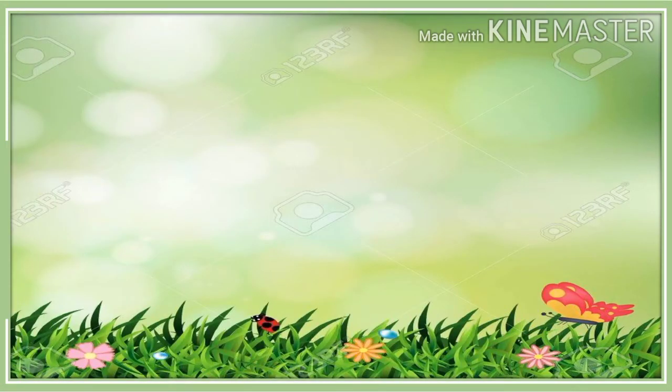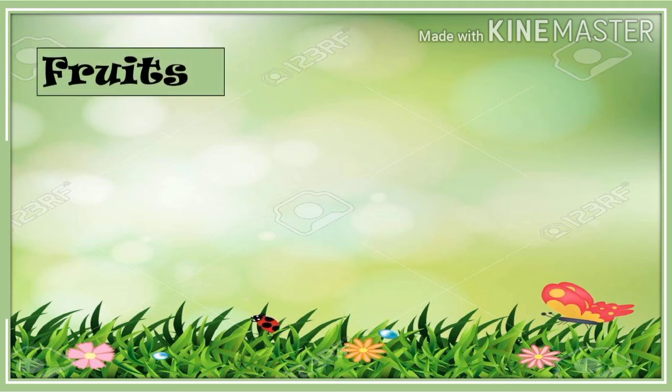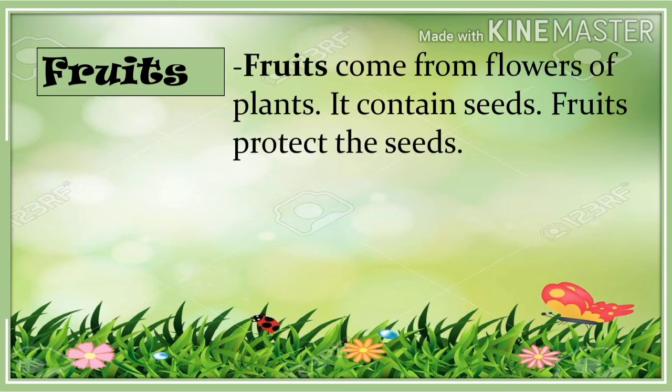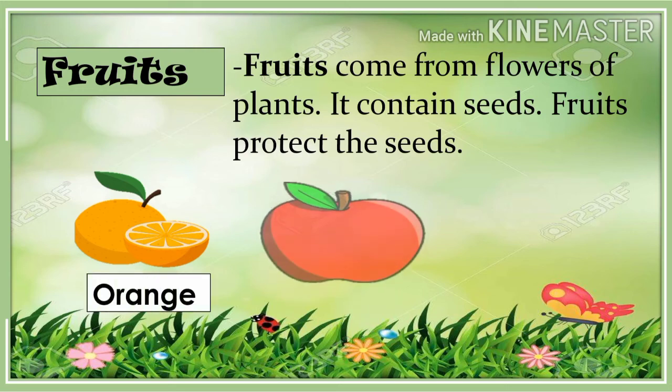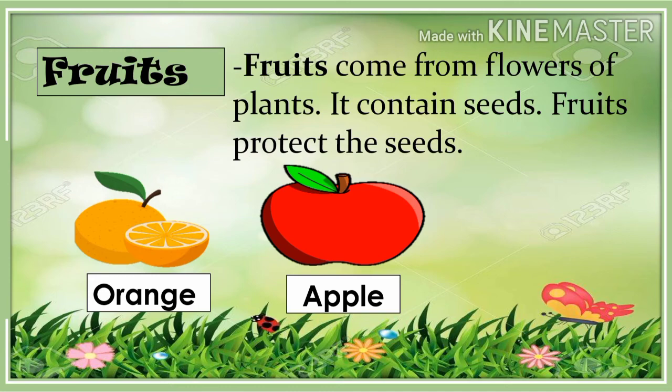And now let's have the fruits. So what do we mean by the fruits? Fruits come from flowers of plants. They contain seeds and protect the seeds. Some fruits are fresh with only one seed and others have several seeds. Some fruits are dried. Examples of the fruits are oranges, apple, and avocado.